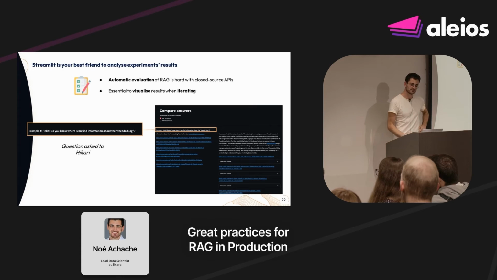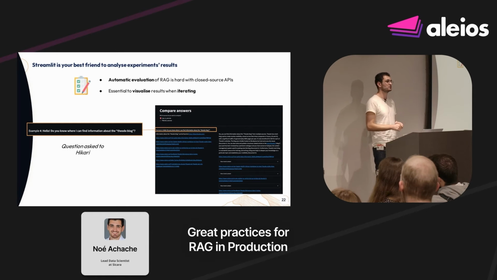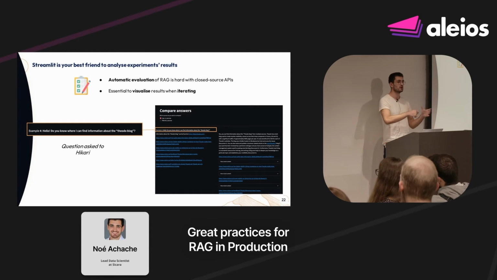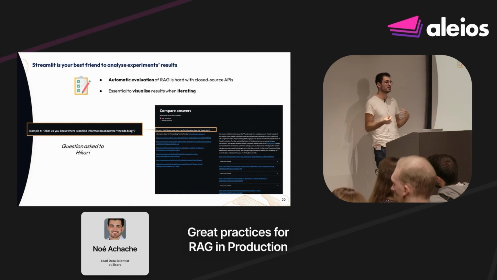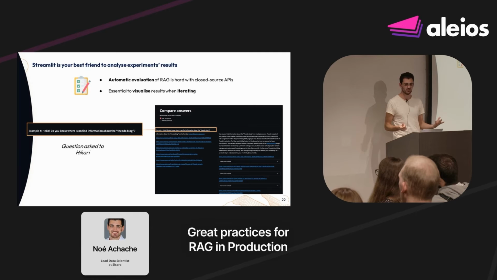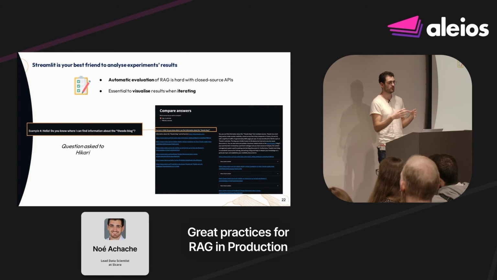Why do you need Streamlit? Because automatic evaluation is hard with closed source APIs like OpenAI, for instance. They do not provide what the model exactly returns, but rather a sampled answer, so you cannot work with that to do an automatic evaluation. I won't go into too many details because it's a bit more complex, but it's just good to know.